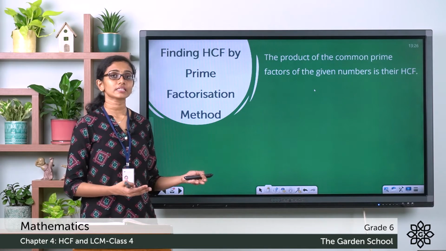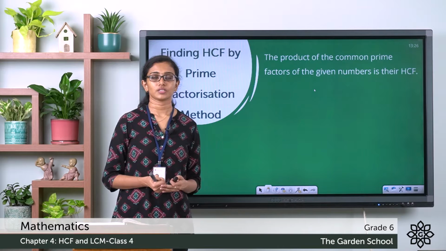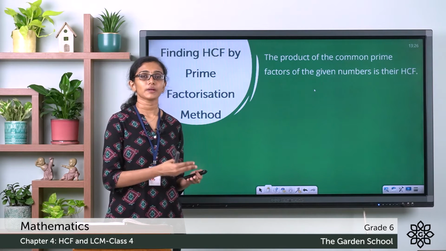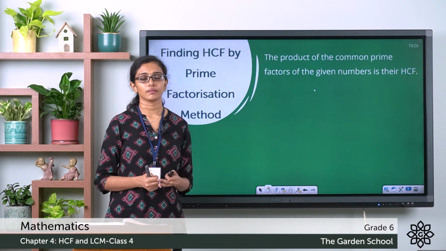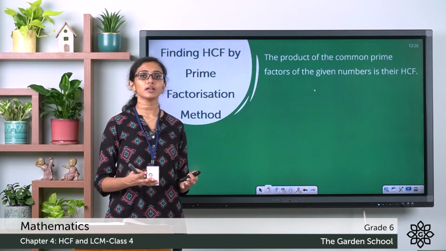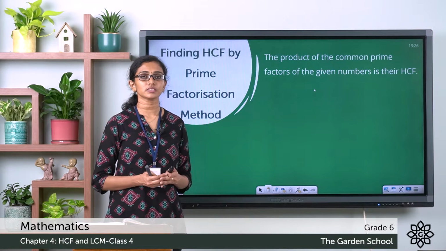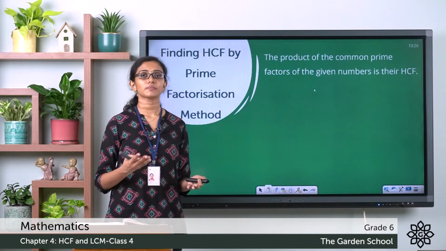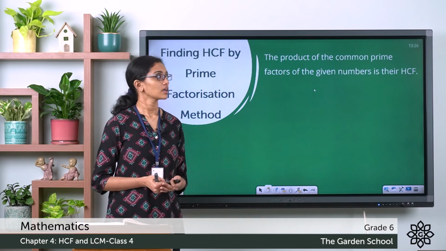So we have already seen what is prime factorization. We find the prime factors of the given number, and when you express that number as the product of its prime factors alone, you say that is the prime factorization of the number.